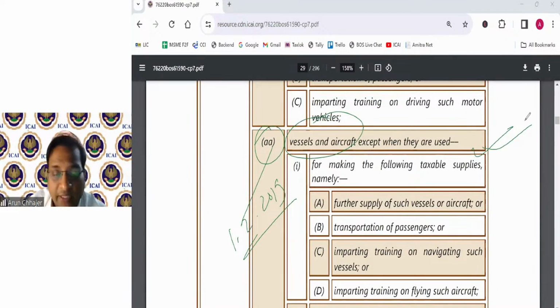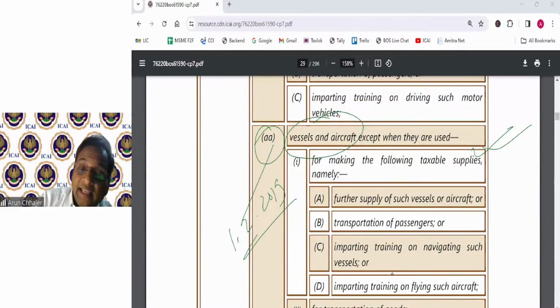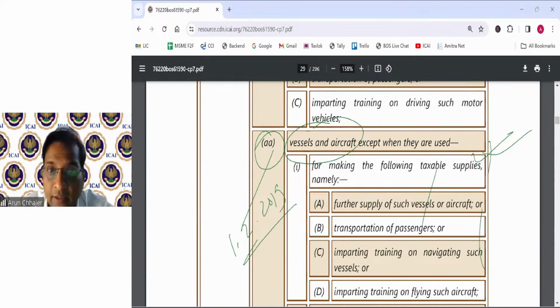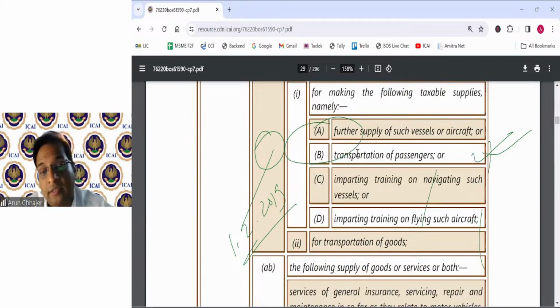First, further supply of that motor vehicle. Second, transportation of passenger. Third, imparting the training or driving of such motor vehicle. Fourth, it says that if you are providing the training on such motor vehicle or aircraft. And last is transportation of goods. Any doubt on this clause? Kindly ask.